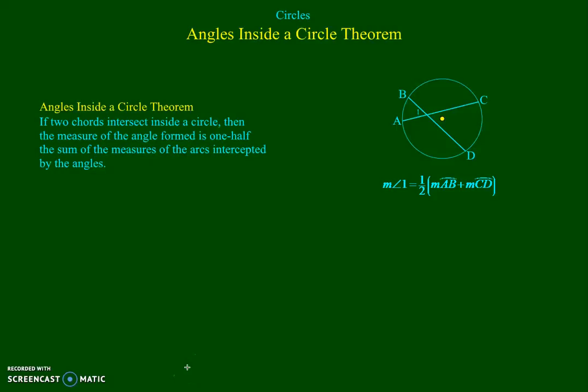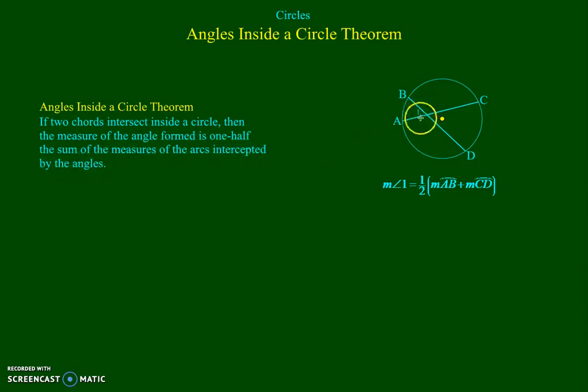This is part 8 of the series Circles, and we're going to begin this part with a new theorem, the angles inside a circle theorem. The angles inside a circle theorem says if two chords intersect inside a circle, then the measure of the angle formed is 1/2 the sum of the measures of the arcs intercepted by the angles.